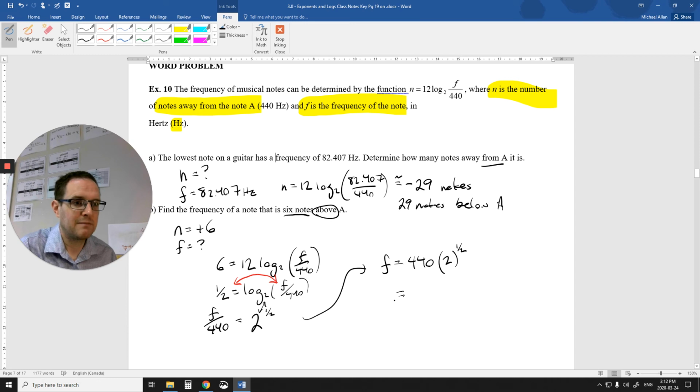I can make a guess here. It's probably in the 600s or something. This is about 1.414 times 440. So about 50% of this here is 220. So I'm going to say it's in the 640s ish. Yeah. So I'm just going to pause the video while I wait for this to go.